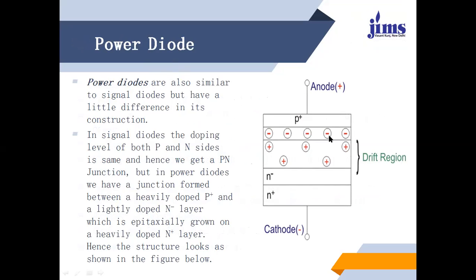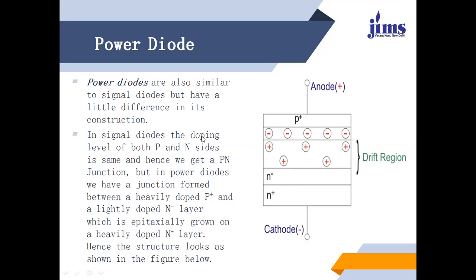As you know, in a simple signal diode there is an anode and a cathode, a p-type layer and an n-type layer, and there is a drift region. But in the power diode, there is a p plus and an n plus layer, and in between there is a junction having a larger number of either n-type or p-type material.